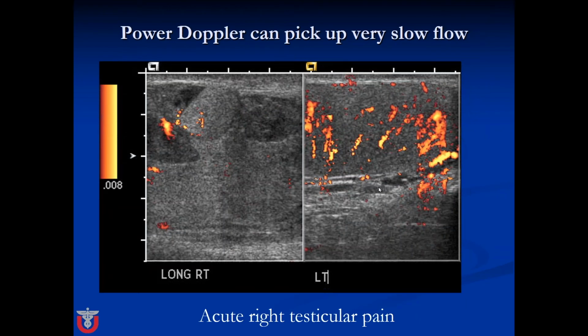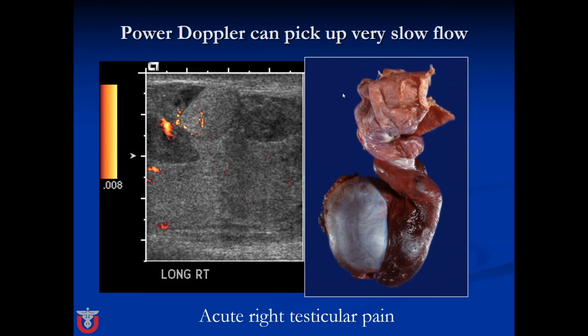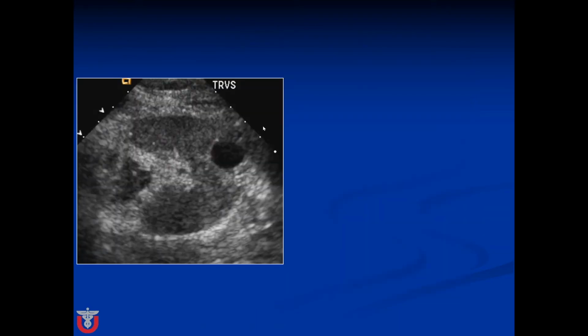We have special settings we can use to pick up slow flow. Here we have a guy who's coming in with acute right testicular pain. You see we have normal flow in the left testis, and the right testis, first of all, it looks big and kind of gnarly, and we don't have much flow in it. And that was torsion. And you can see here on the post-surgical specimen, there's the tight twist in the spermatic cord. So we have all kinds of different types of settings we can use in this situation to help us.